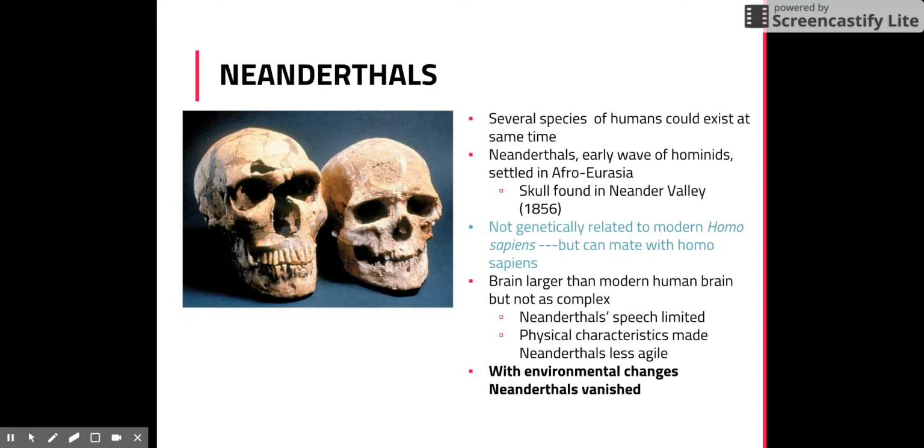Neanderthals are way more advanced than other species of humans, and they have language, they can communicate, but their speech is more limited. They're a little bit slower than modern humans, less agile, and eventually Neanderthals go extinct, whereas modern humans are able to thrive and succeed.